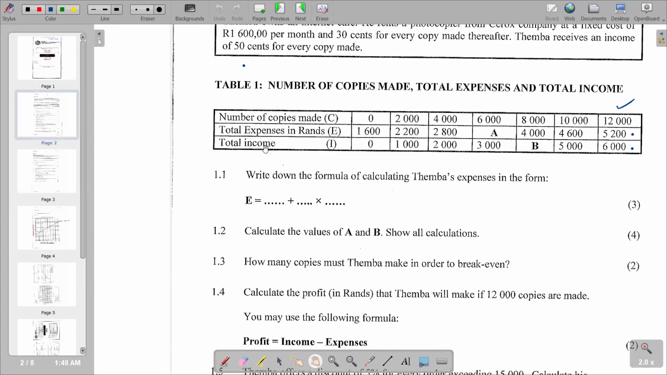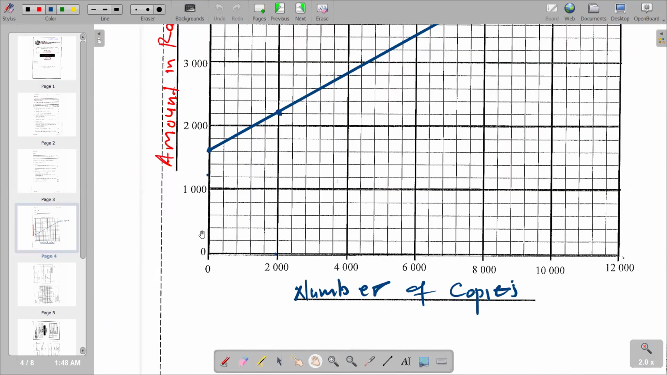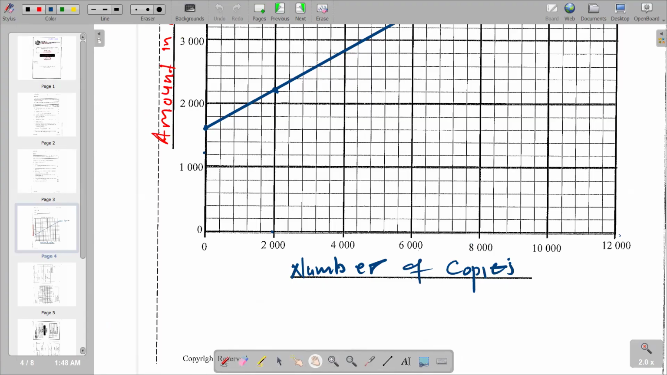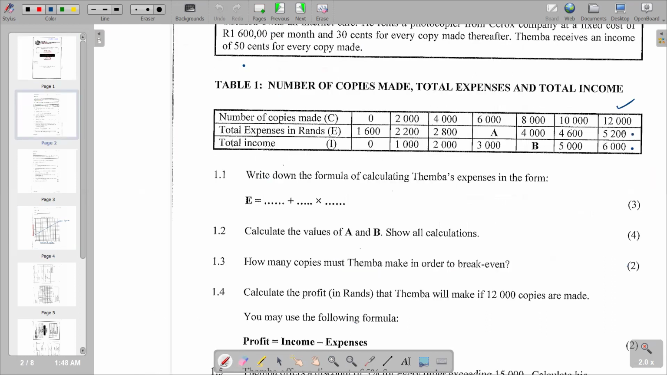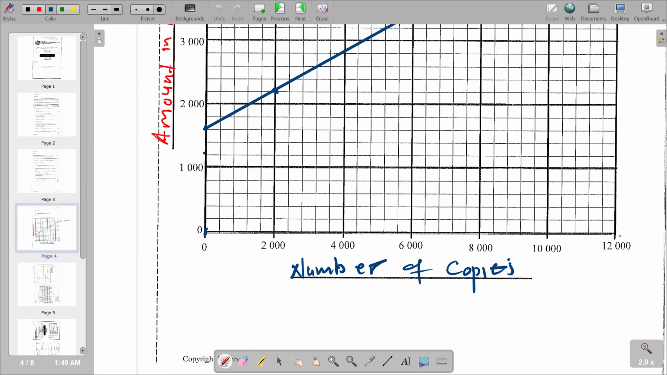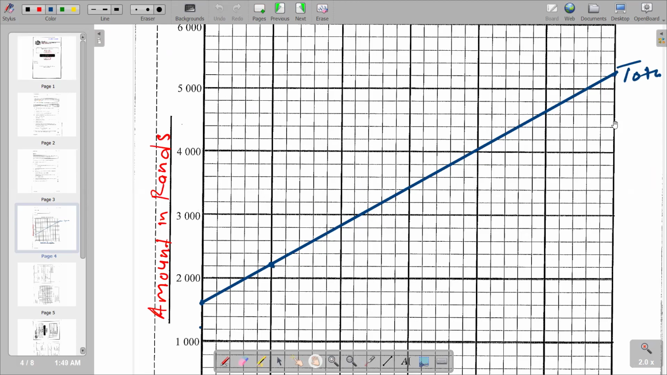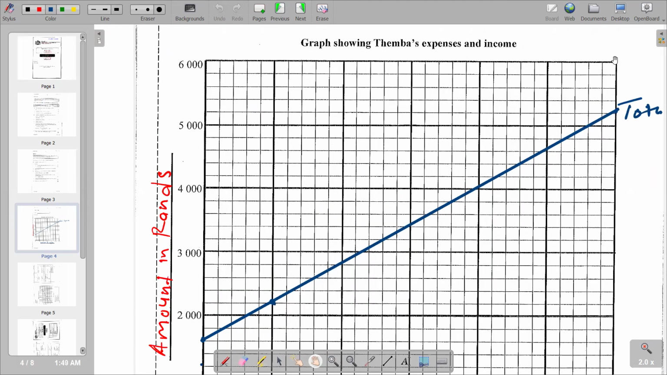From there we can come up with our other curve, which is for total income. The first point is 0 number of copies and 0 total income. So this one is simple. The first point is the point of origin, so we can indicate it there as our initial point. The last point that we are given is number of copies 12,000, then total income 6,000. So we come here to 12,000, and then go to 6,000 on the vertical axis. 6,000 is also here, so we indicate it there as our extreme end point.